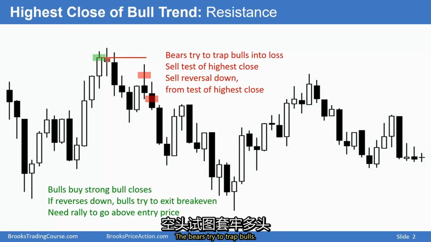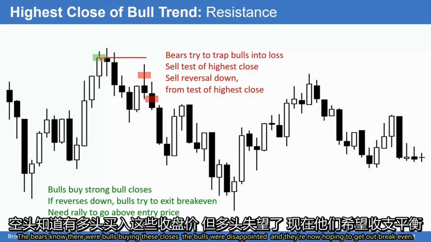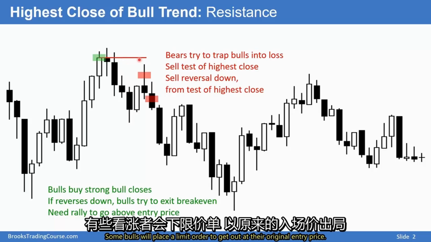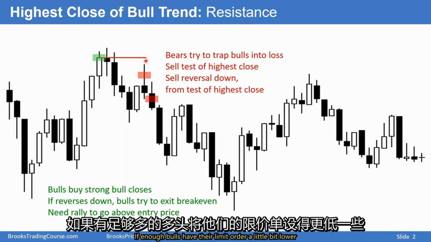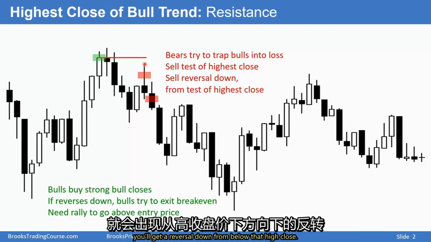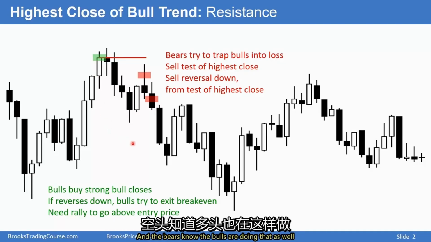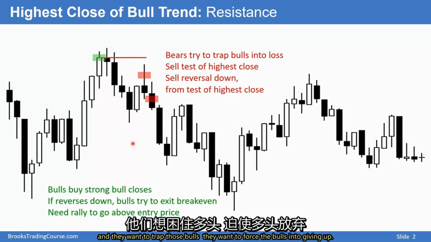The bears try to trap bulls. The bears know there were bulls buying these closes. The bulls were disappointed, and they're now hoping to get out break even. Some bulls will place a limit order to get out at their original entry price. Some will be so disappointed by these 4 bear bars, they'll place a limit order just below that price. If enough bulls have their limit order a little bit lower, you'll get a reversal down from below that high close.